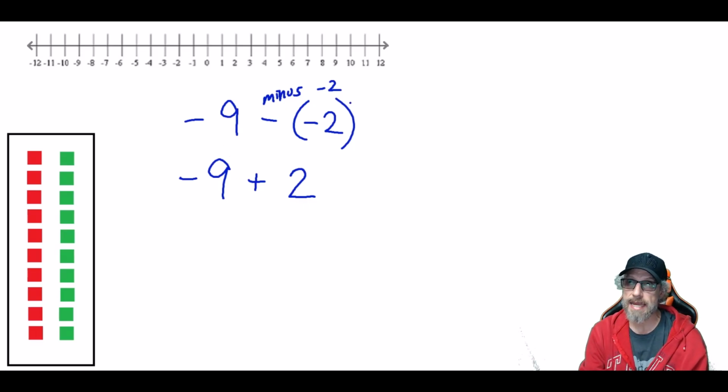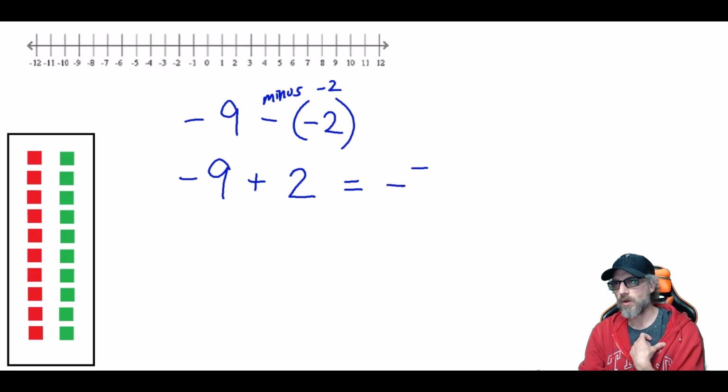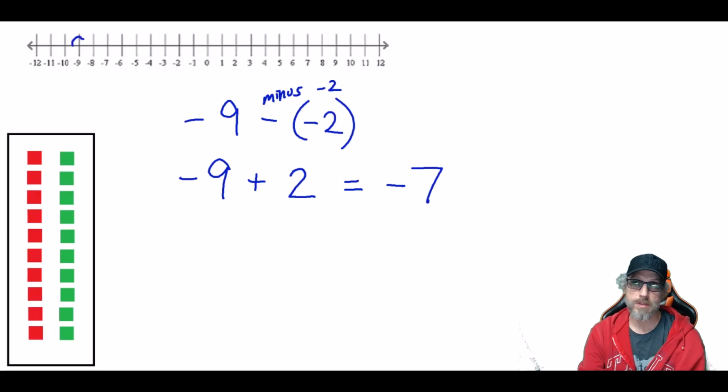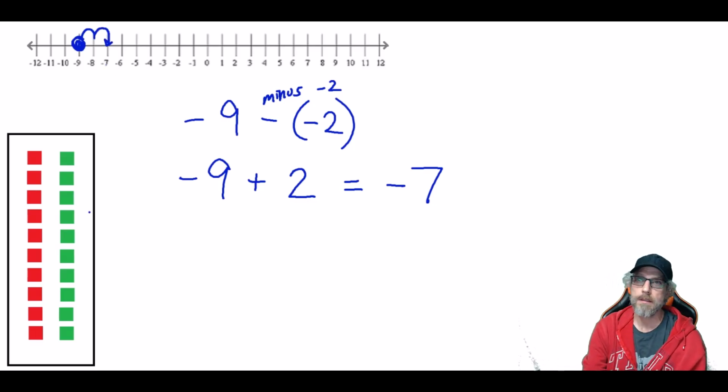So minus -2, change that to add the opposite, so add +2. Now we've got the nice addition. I'm going to a money example. I owe $9. I'm going to get paid $2. So I'll still owe $7 after all that happens. Number line, go to -9, add 2, that's a +2, so we move to the right. That also takes us to -7.